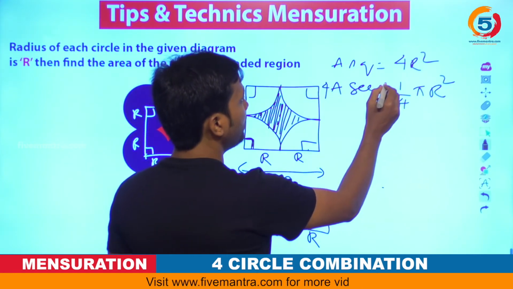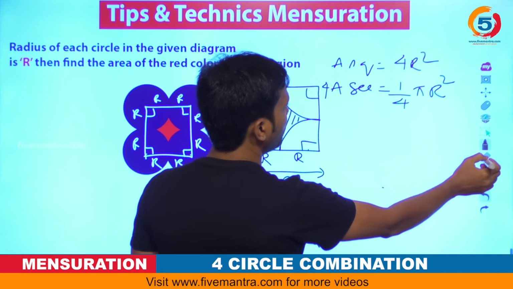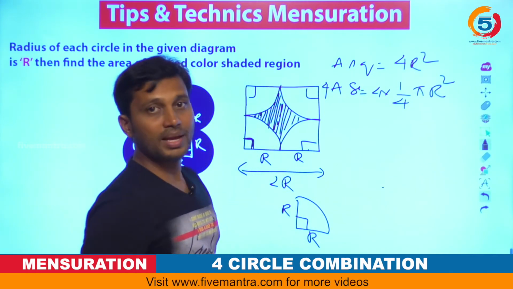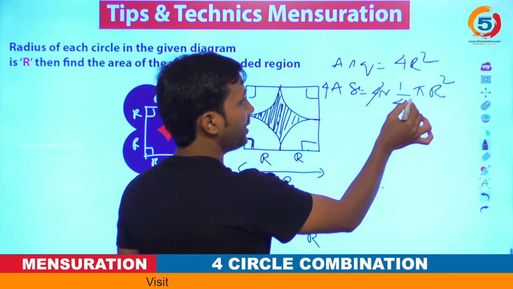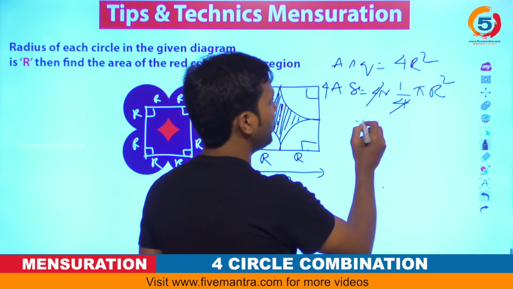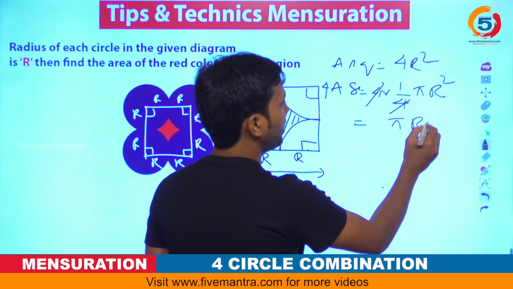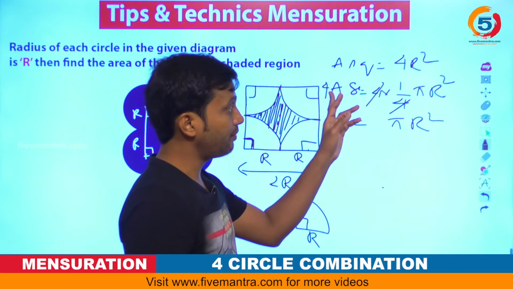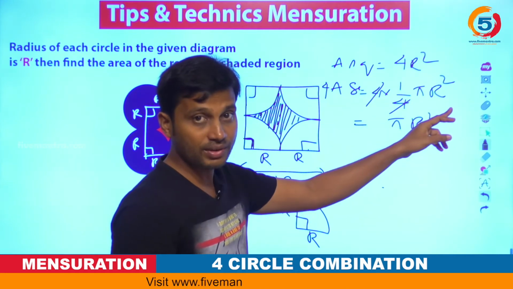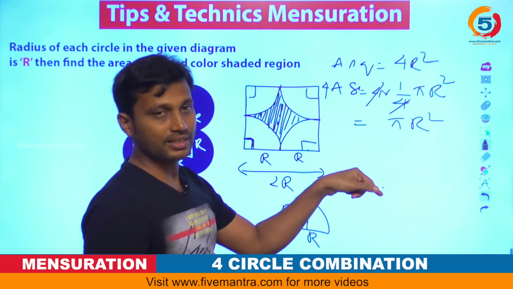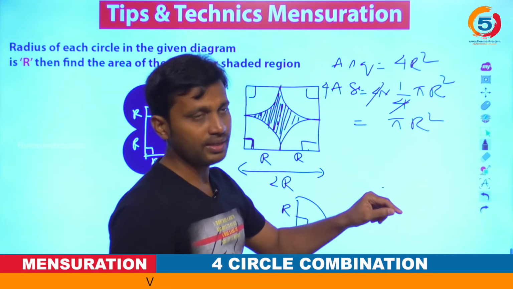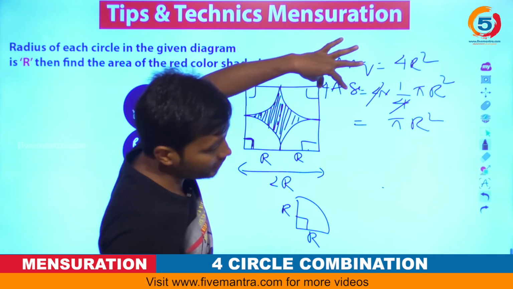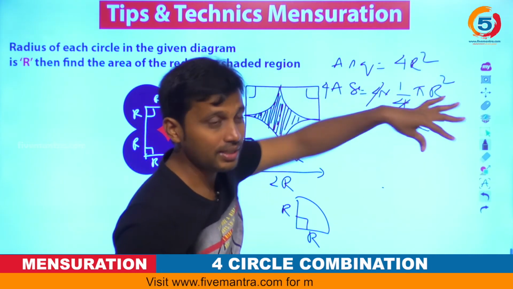So what can we do here? We can multiply with 4 or not. Now what happens? This 4 can be cancelled, and what is the final area? Pi capital R square. Now tell me, area of the square is 4r square. Area of each sector is 1 by 4 pi r square. Area of the 4 such sectors is only pi r square. Means area of the square is 4r square. Area of the 4 sectors is pi r square.